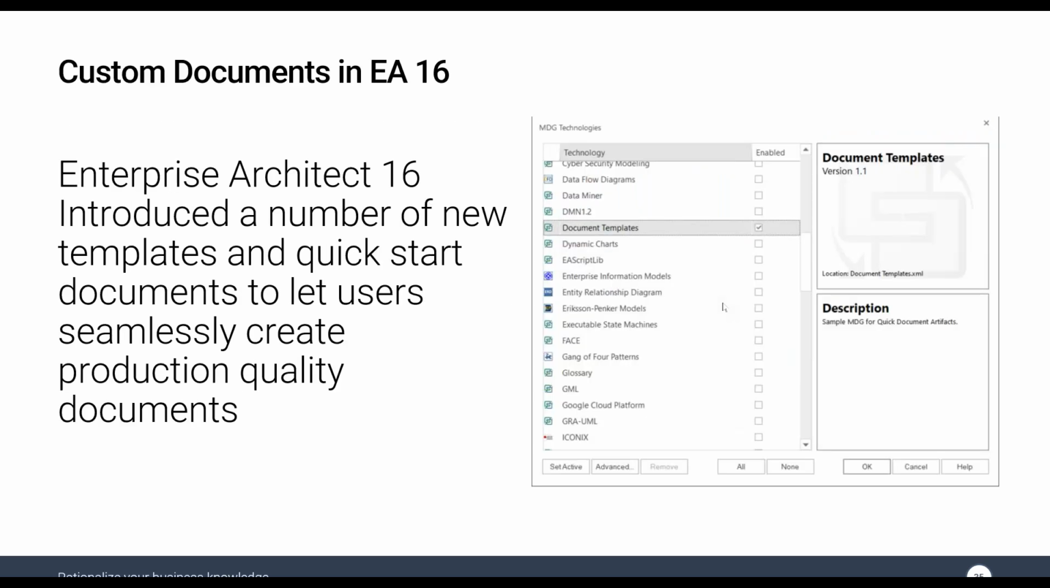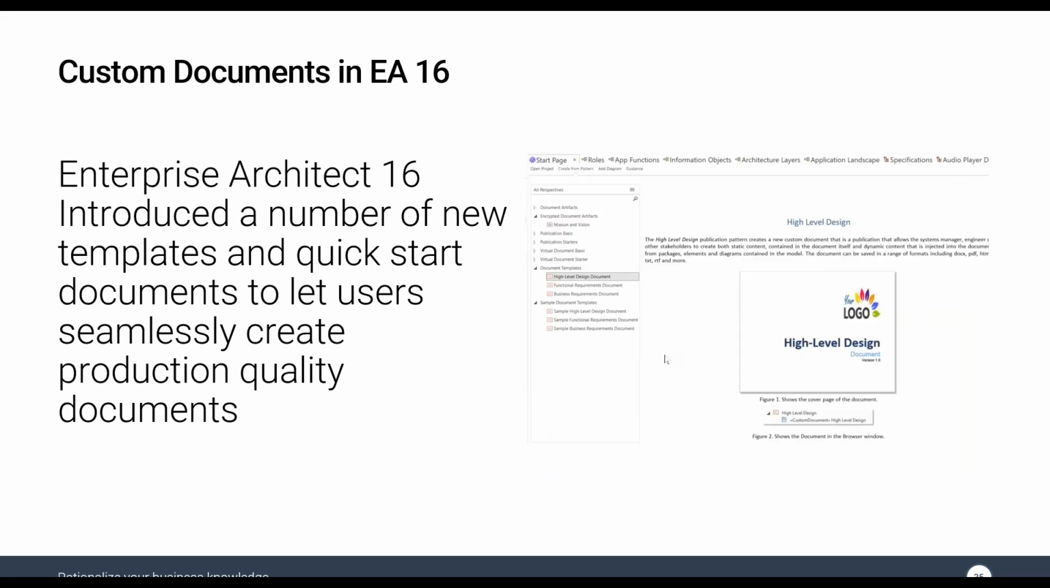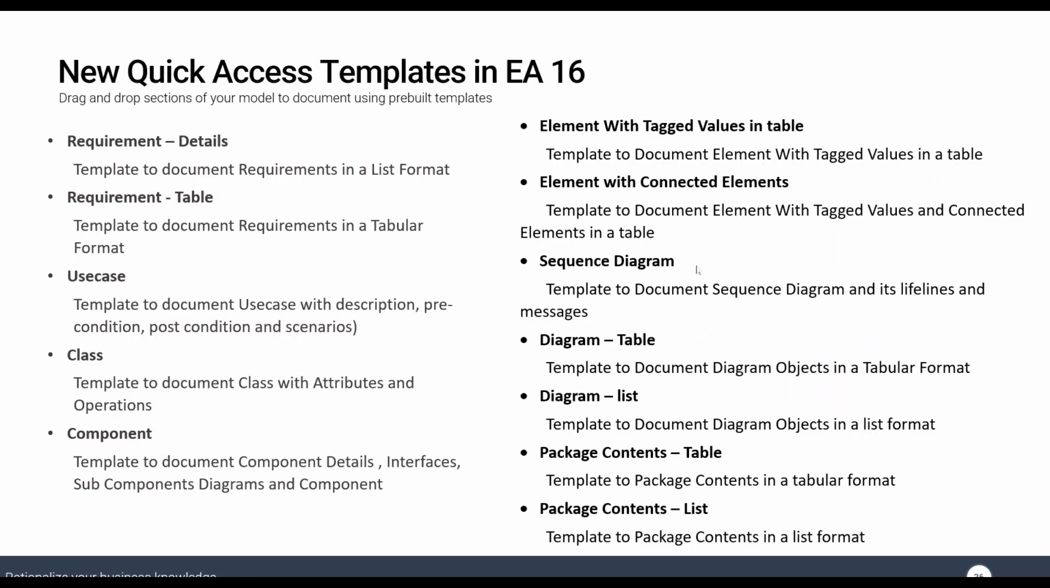But in EA16, they have introduced a document templates profile. And this document templates profile is specifically to enable some quick start templates and document formats to let people get started with this documentation. So there are a number of highly relevant document templates. As an EA user, there will be different scenarios where you may want to document things. It could be from a package, it could be from a diagram, it could be from an element, it could be from a sequence diagram.